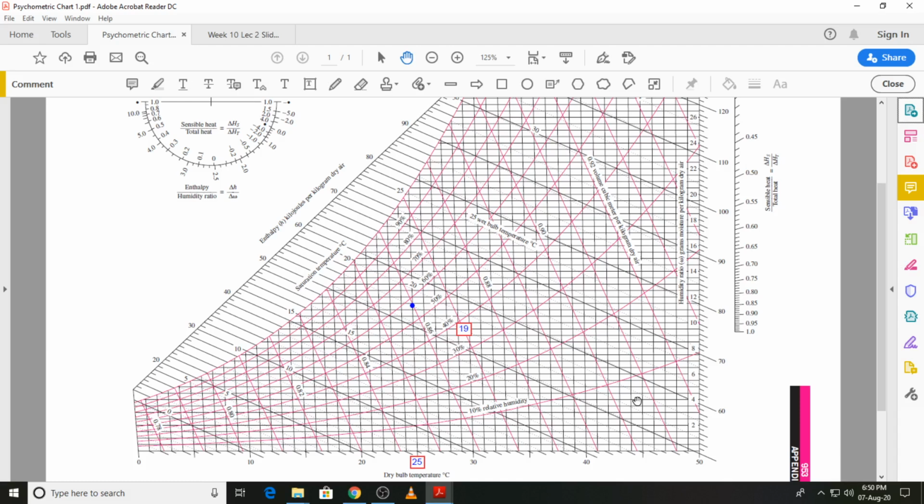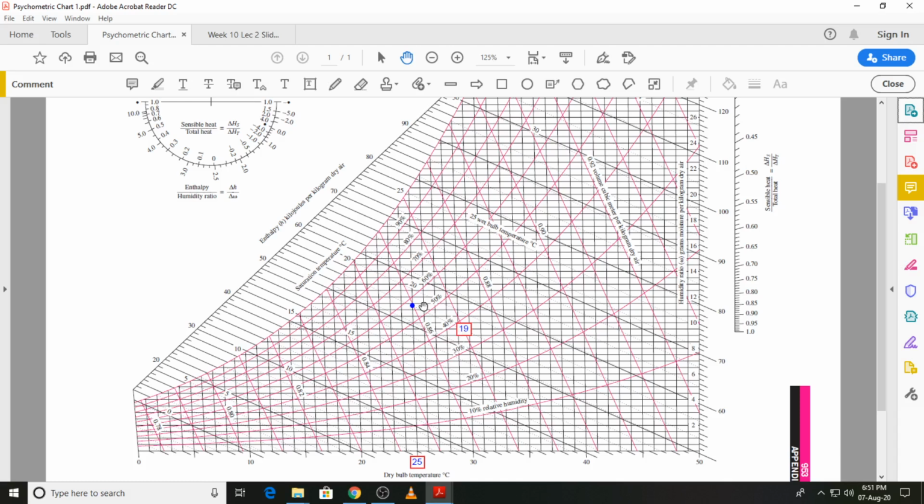Okay, now we start with state 3, which we can easily locate because we know the dry bulb temperature is 25 degrees C and the wet bulb temperature is 19 degrees C. And you can see that I have already marked off this state on the psychrometric chart corresponding to the dry bulb temperature and the wet bulb temperature that are given to us.